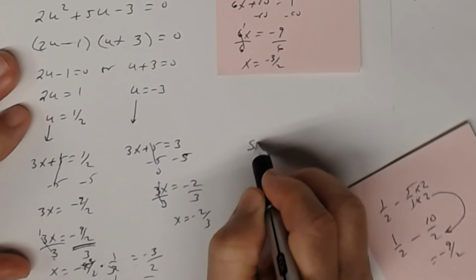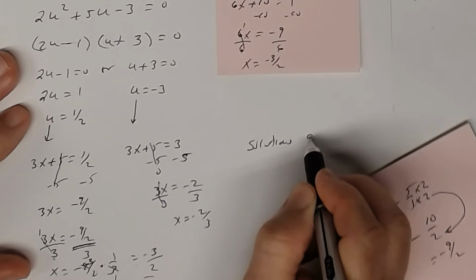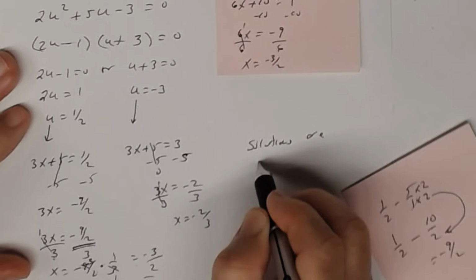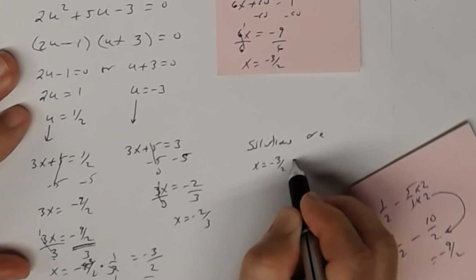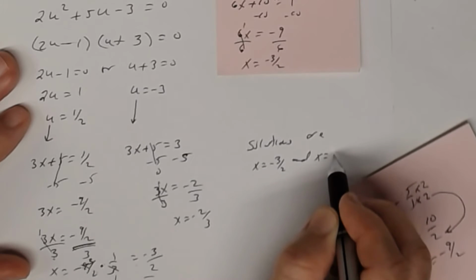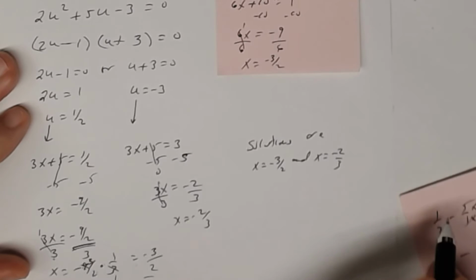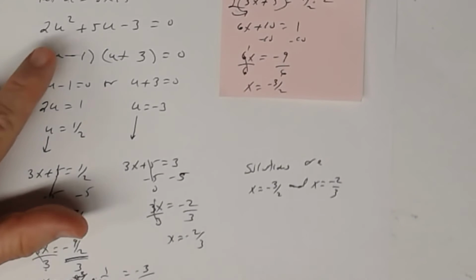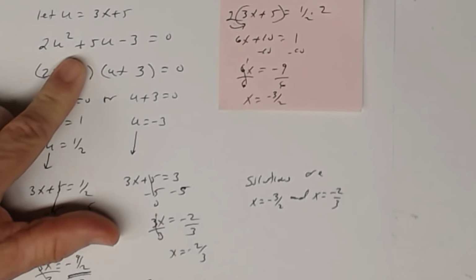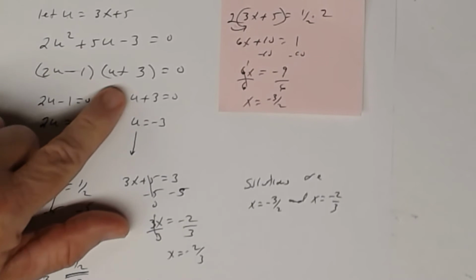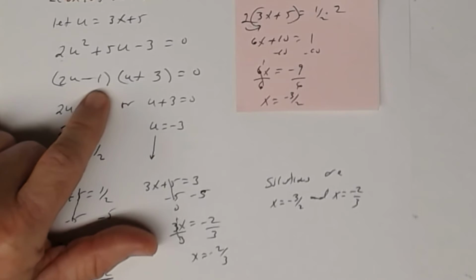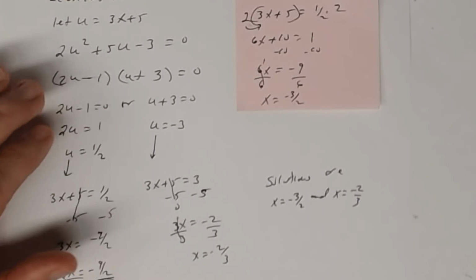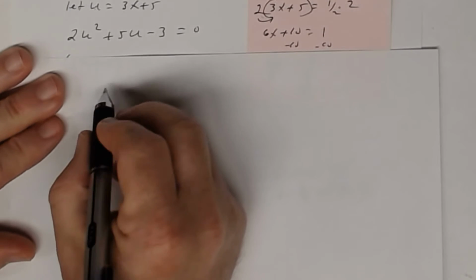So your solutions are x equals negative 3 halves and x equals negative 2/3. Those are your solutions. Now, I just wanted to remind you, you remember where we were at this point right here? And we said that we're going to go ahead and factor. Well, at that point, you could have also used the quadratic formula. So let me just kind of show you.